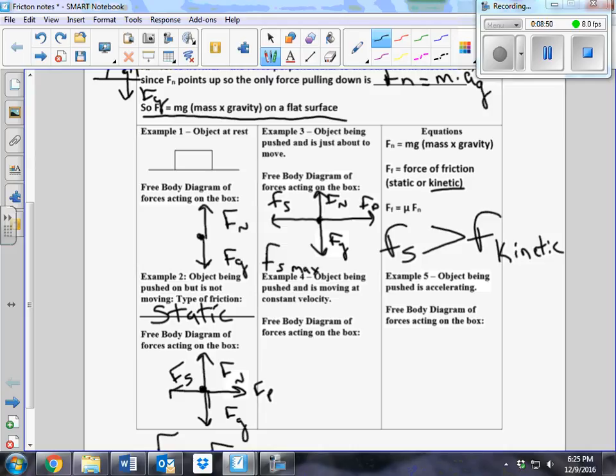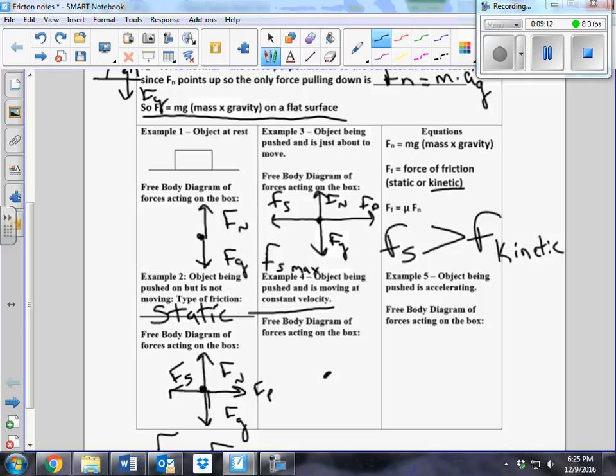So example 4. The object is being pushed and is moving at constant velocity. Ooh, that's a key word, constant velocity. Back to Newton's first law. The object is moving at a constant velocity, or constant straight line speed. All forces are balanced. When the object's moving, we have kinetic friction now. So static is still and kinetic is moving.